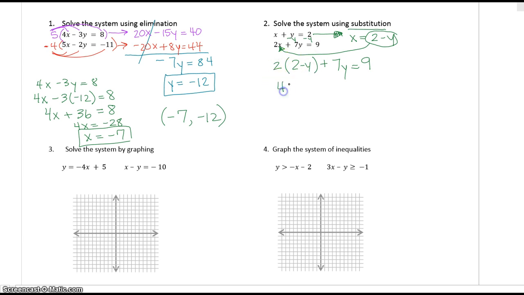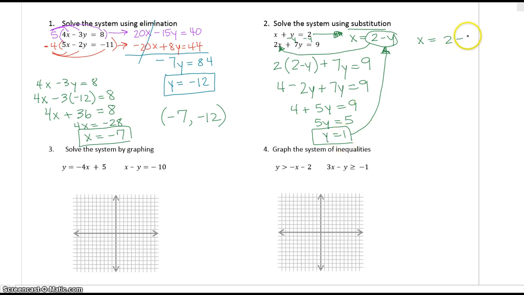Distribute the 2, and I get 4 minus 2y plus 7y equals 9. Combine like terms here. We get 4 plus 5y equals 9. I want to get y by itself, so I'm going to subtract 4 from both sides. I get 5y equals 5. When I divide, I get y equals 1. We are halfway there. We know what y is, so we have to find x. If I take y and I plug it in to what I started with, I can find x very easily. So x equals 2 minus, we know that y is 1, so we plug in 1, and we get x equals 1. Again, we can write this as an ordered pair, 1, comma, 1.